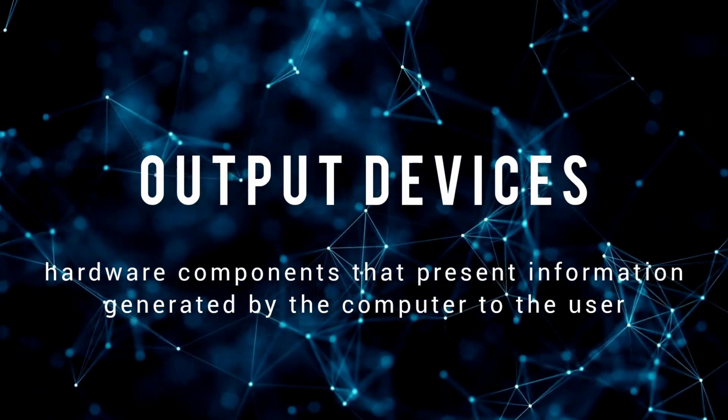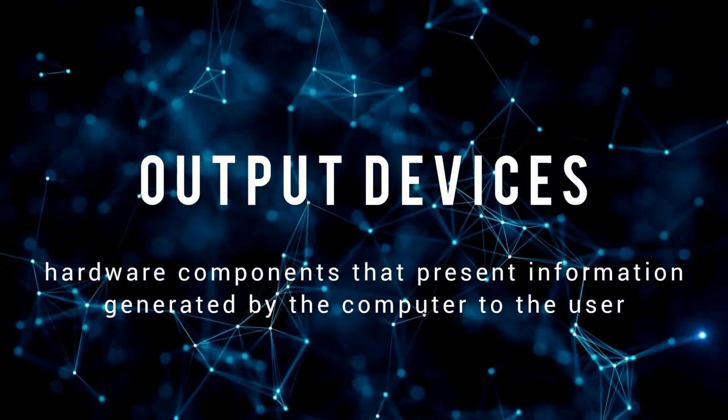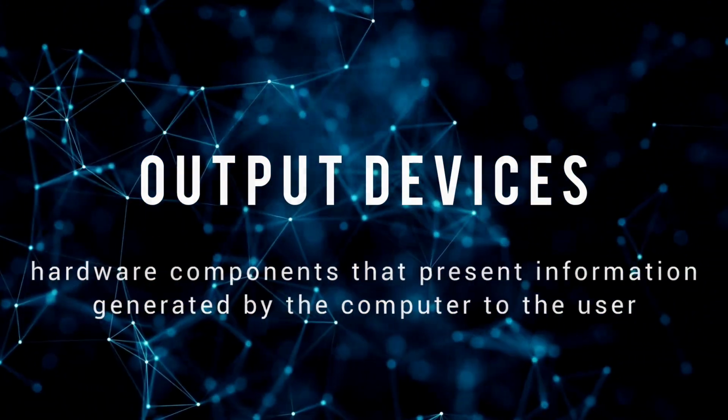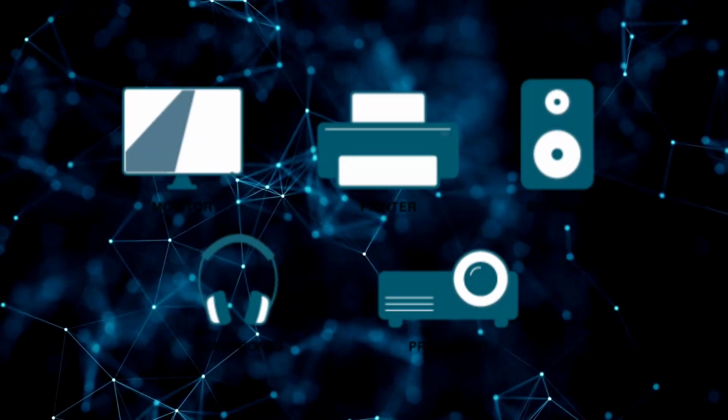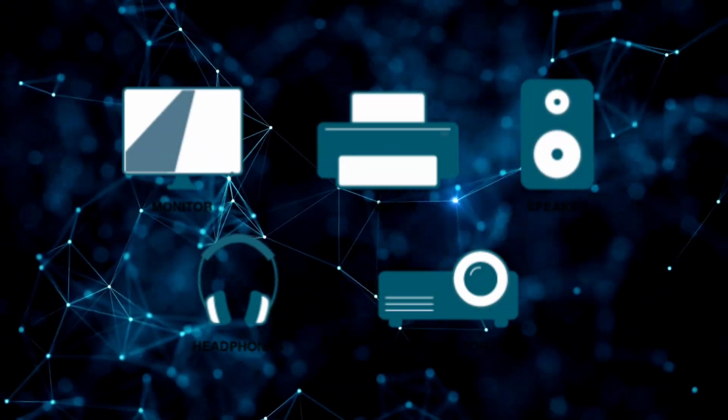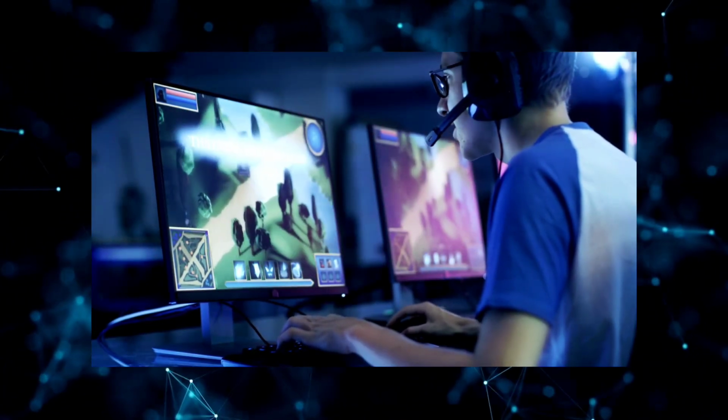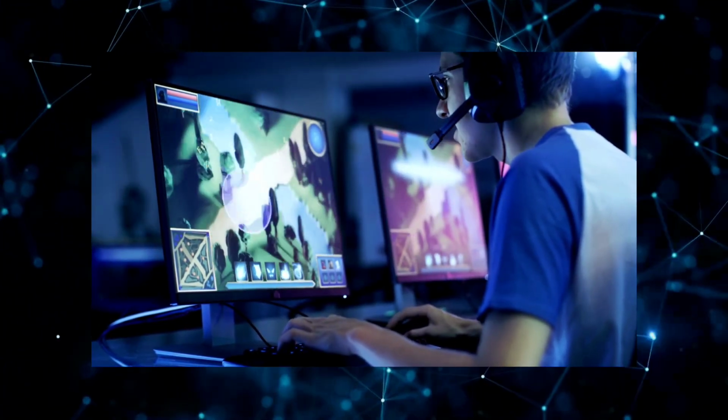Output devices are hardware components that present information generated by the computer to the user. Common examples include monitors, printers, and speakers. They display text, images, and other data or produce physical copies of documents.